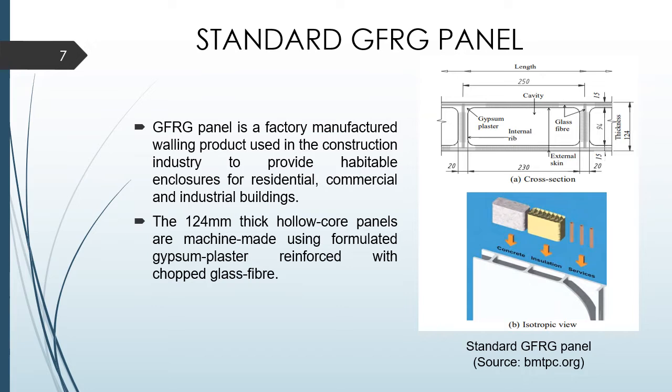So the GFRG panel is mostly manufactured in a factory, and they are used for residential, commercial and industrial buildings. These are generally 124 mm thick and consist of hollow core panels and are made with machines and reinforced with glass fibers along with gypsum.